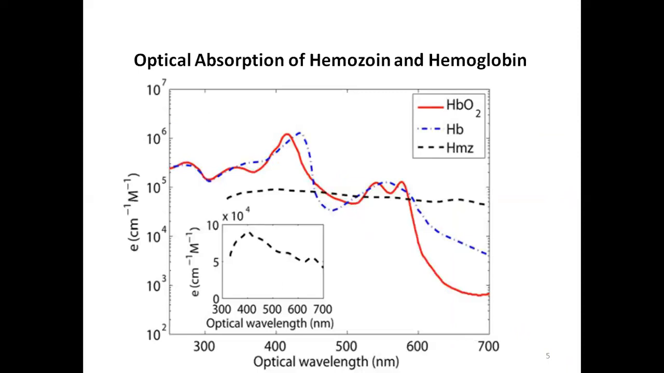The figure below shows the absorption spectra, optical spectra for hemoglobin in oxygenated form, deoxygenated form, and hemozoin. And the three spectra are distinct.